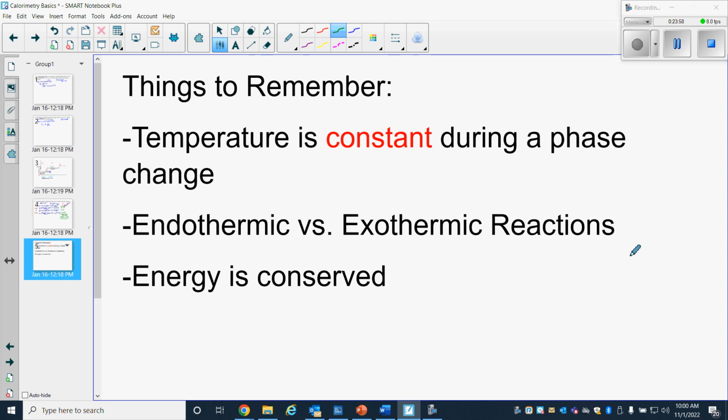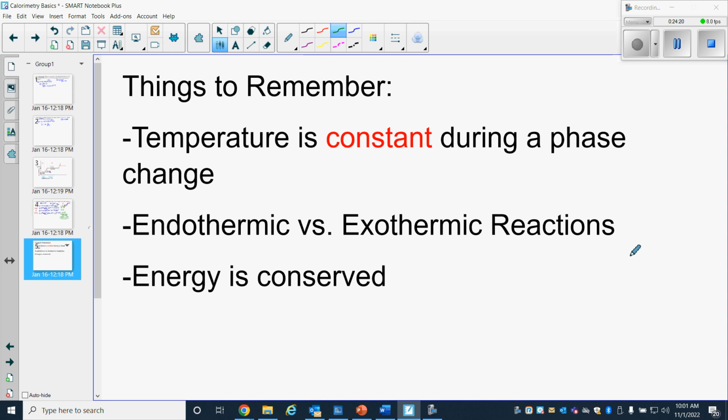With endothermic and exothermic reactions. So remember, endothermic reactions are absorbing heat. So all of the Q values are going to be positive because you're gaining heat through each step. In an exothermic reaction, you are cooling and releasing heat. So all of the Q values will be negative throughout the course of a reaction.